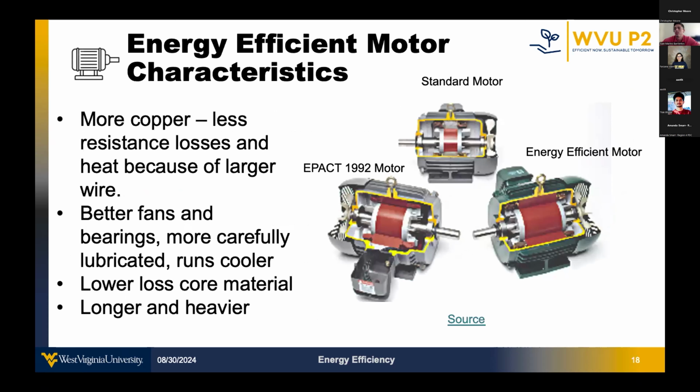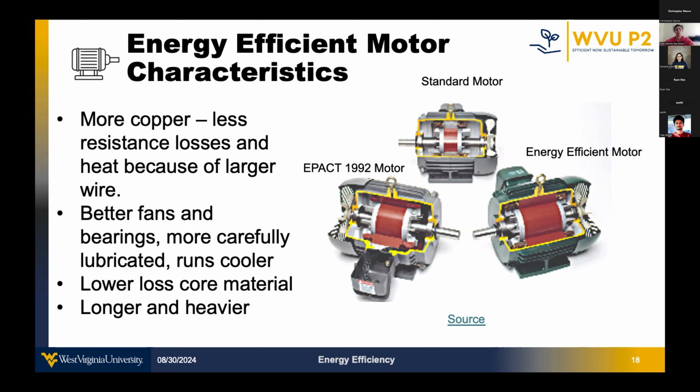So now let's discuss some of the characteristics that make motors more efficient. First, utilizing more copper in the windings means less resistance, leading to lower electrical losses and less heat generation. This allows the motor to run more efficiently. Next, energy efficient motors have better fans and bearings. These components are more precisely designed and lubricated, reducing friction and helping the motor operate at cooler temperatures.